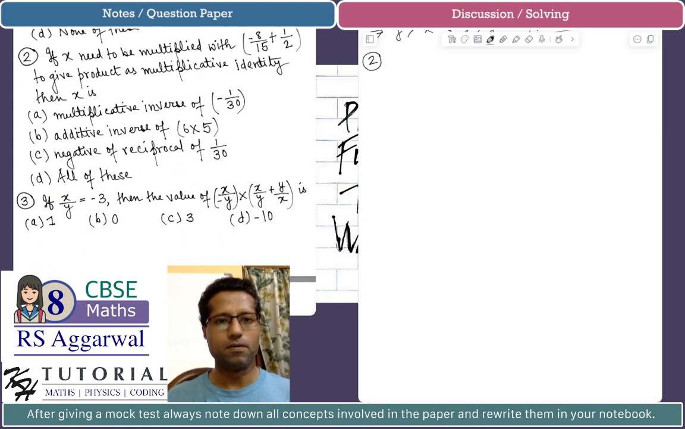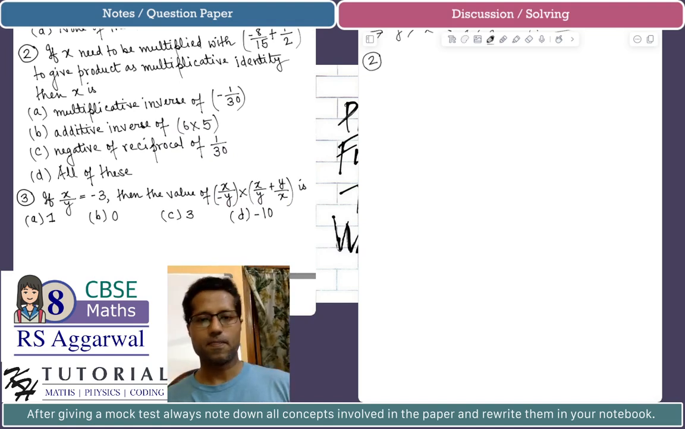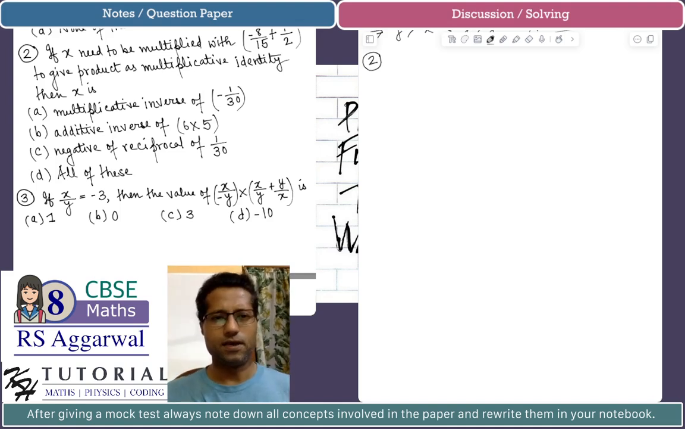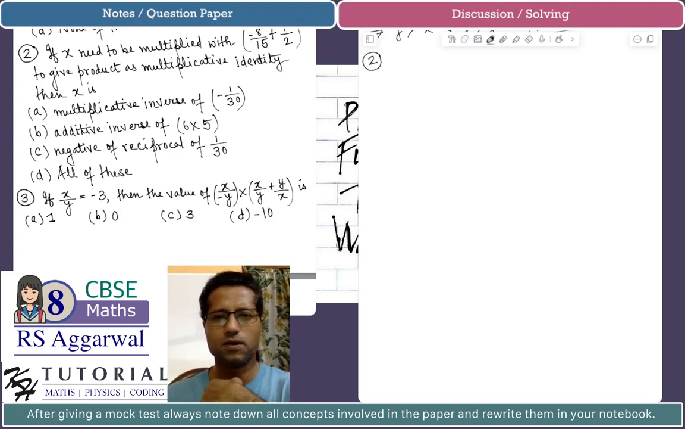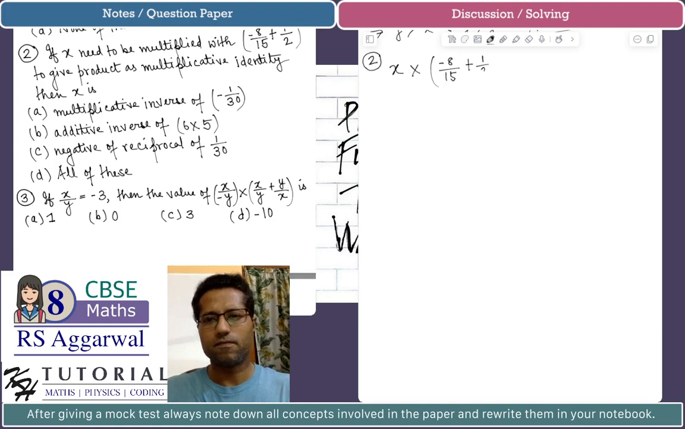Problem number 2 says that if x needs to be multiplied with the given expression to give the product as a multiplicative identity, then x is? So it is saying that if we multiply x with the given expression, that is minus 8 by 15 plus half, the product will be equal to the multiplicative identity.